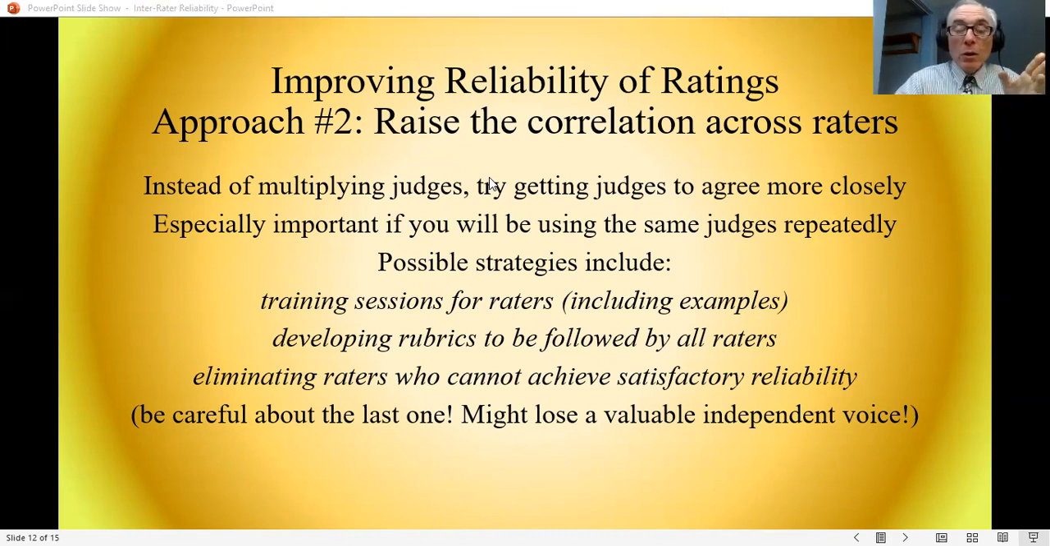In practice, this is real hard to figure out. I think often in practice, people will simply eliminate the judges who don't correlate with the rest and either not think about this issue or just hope for the best. But it is an issue.